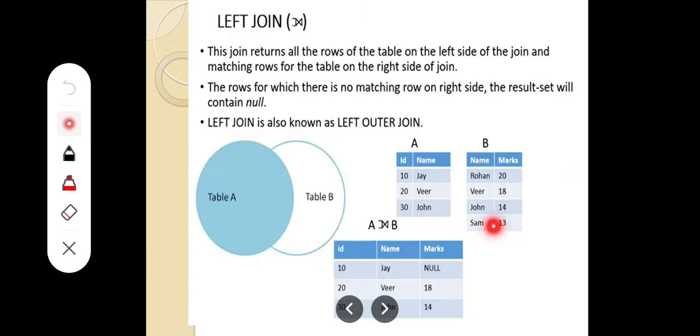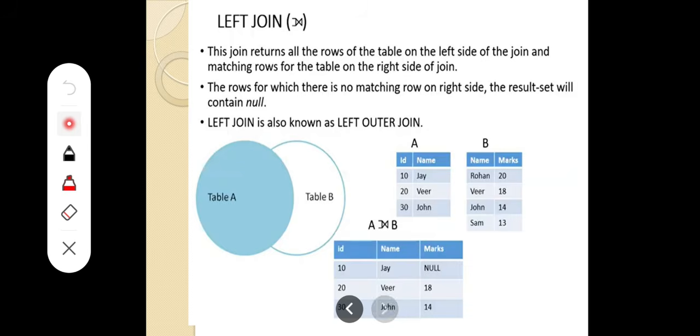So here we are not including Sam here, because why? Because we are only taking all the values from the left table and only the matching values in the right table. Okay, so we are not including Sam here. Clear? So this is called left join. Okay, left join. Clear? So left join means we will take all the values in the left table and the common values in the right table. Okay, if you don't have any matching value, that field will be written as null.